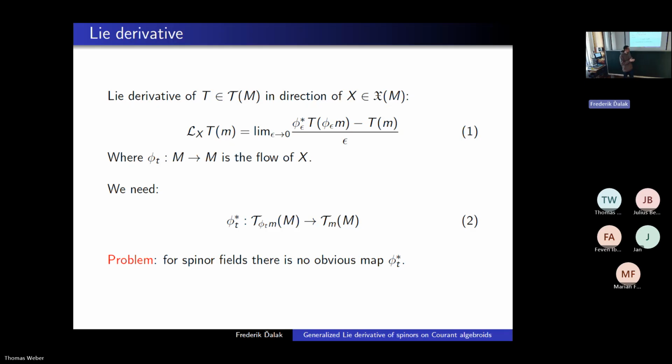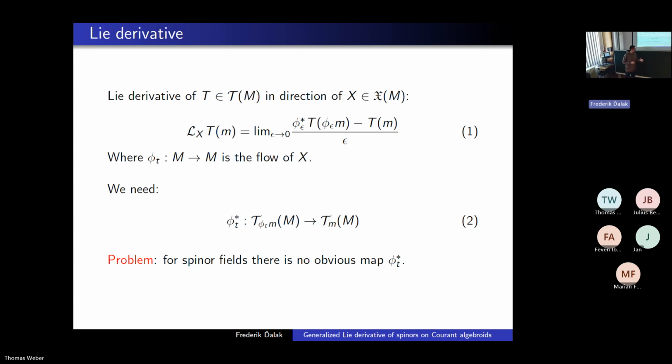So there is no obvious analogy of the pullback in the case of spinor fields. There's no analogous way to use the diffeomorphisms of the underlying manifold to induce the corresponding map of the spinor fields at different points. And so this is the core problem that one has to solve and address when trying to define the Lie derivative for spinor fields.